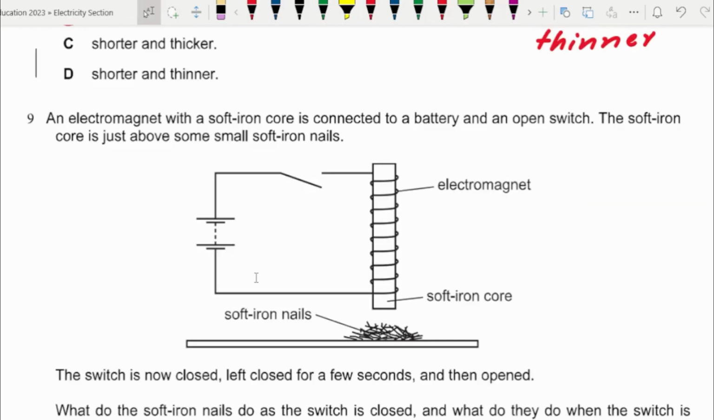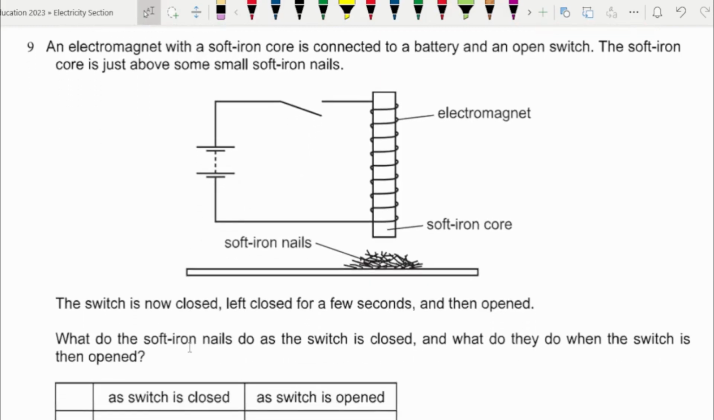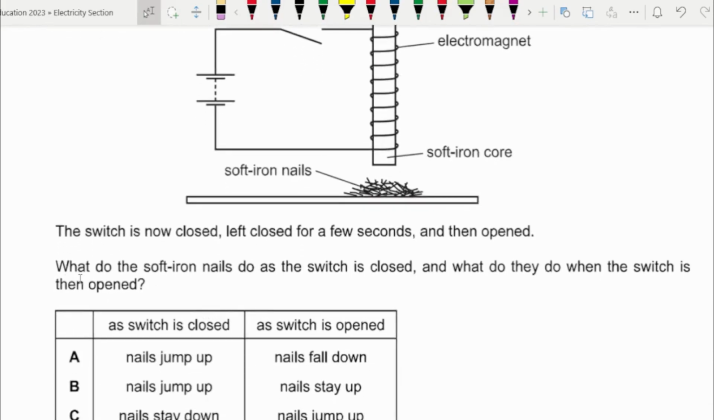An electromagnet with a soft iron core is connected to a battery and an open switch. The soft iron core is just above some small soft iron nails. The switch is now closed, left closed for a few seconds, and then opened. What do the soft iron nails do as the switch is closed, and what do they do when the switch is open?